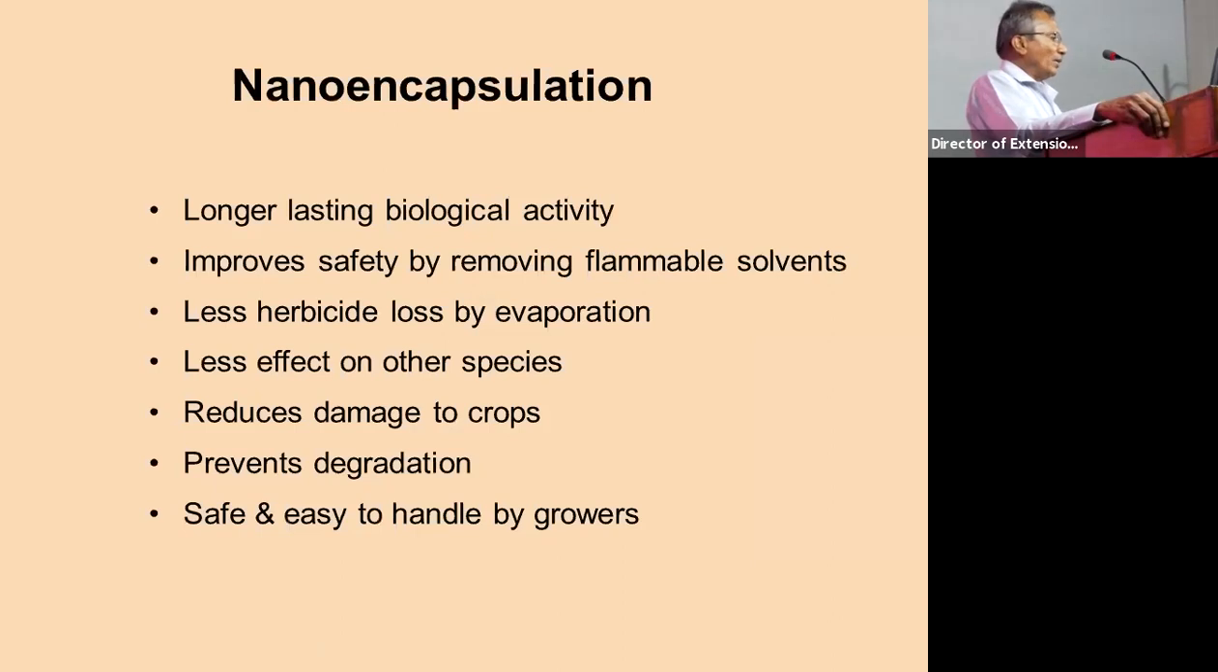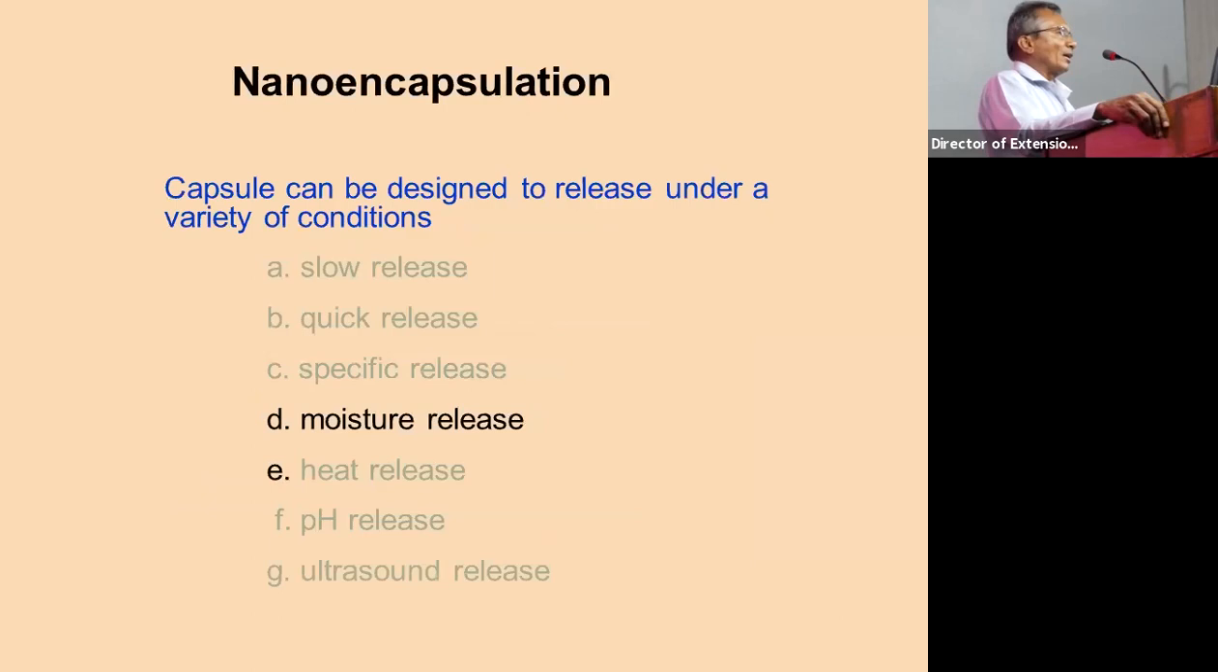So in this way, with the encapsulation technique, there are different types of encapsulation advantages. I need not tell, this PowerPoint is going to be shared with you. For encapsulation, depending on the purpose, we can release quickly or slow release or specific release, based on moisture release, also possible heat release, pH release, ultrasound. So based on your requirement, you can encapsulate. Our requirement here is moisture release. Whenever moisture comes, it should release the active ingredient present inside. So we have used this moisture release technique.